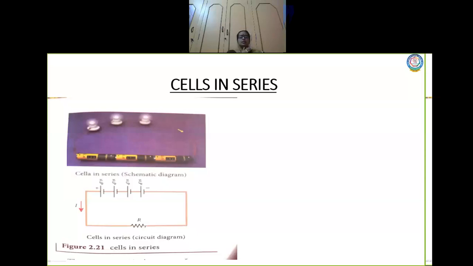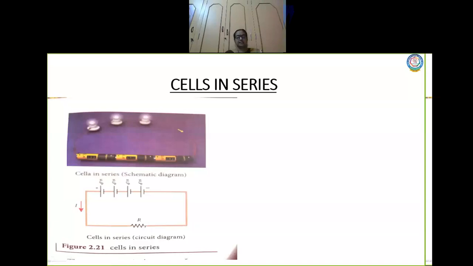So let us move on to the circuit diagram. Here four cells are connected. Look at this diagram. Each of the four cells has an EMF psi, and four such cells are connected. Now this becomes a battery. A number of cells connected together is called a battery.